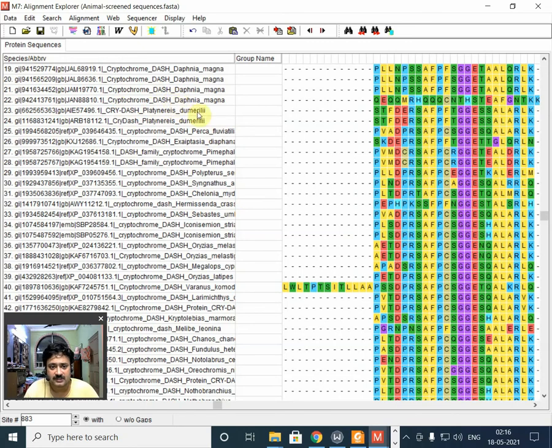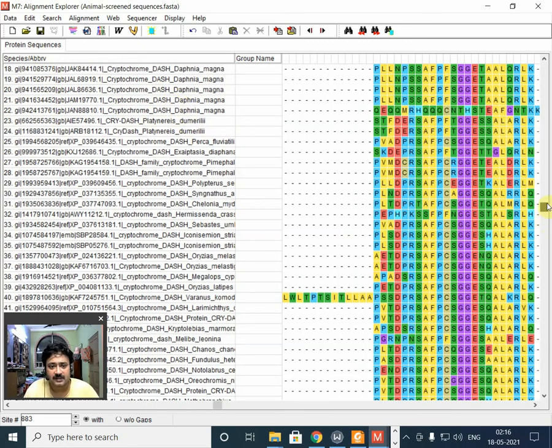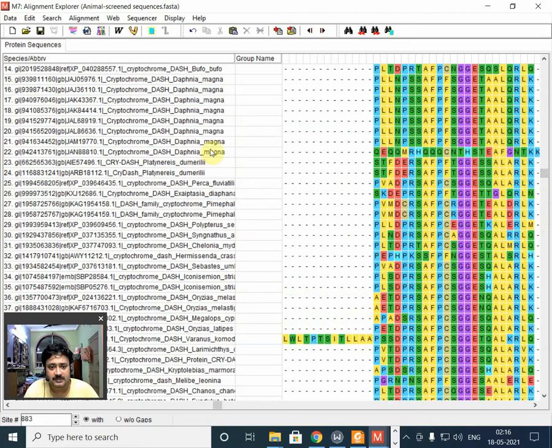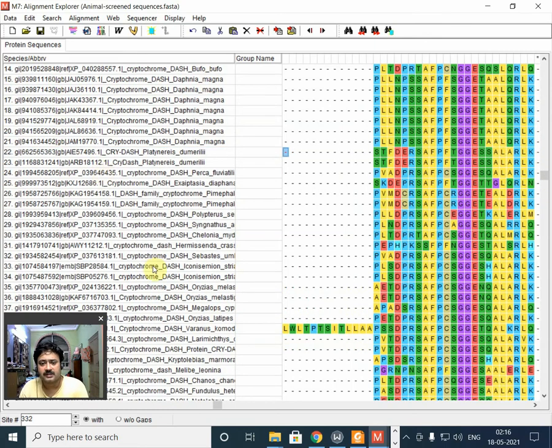So here, if you can see, there are plenty of other Daphnia magna sequences present, so many of them. If you just get rid of one for the sake of the whole study, that won't be a very big issue. So we are going to delete this one.